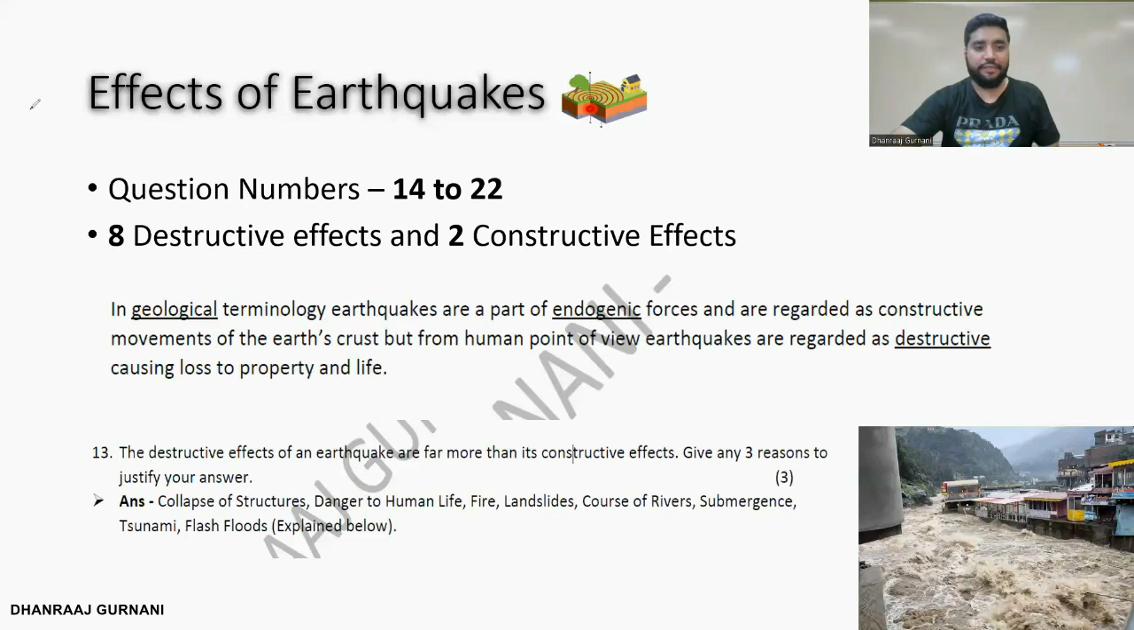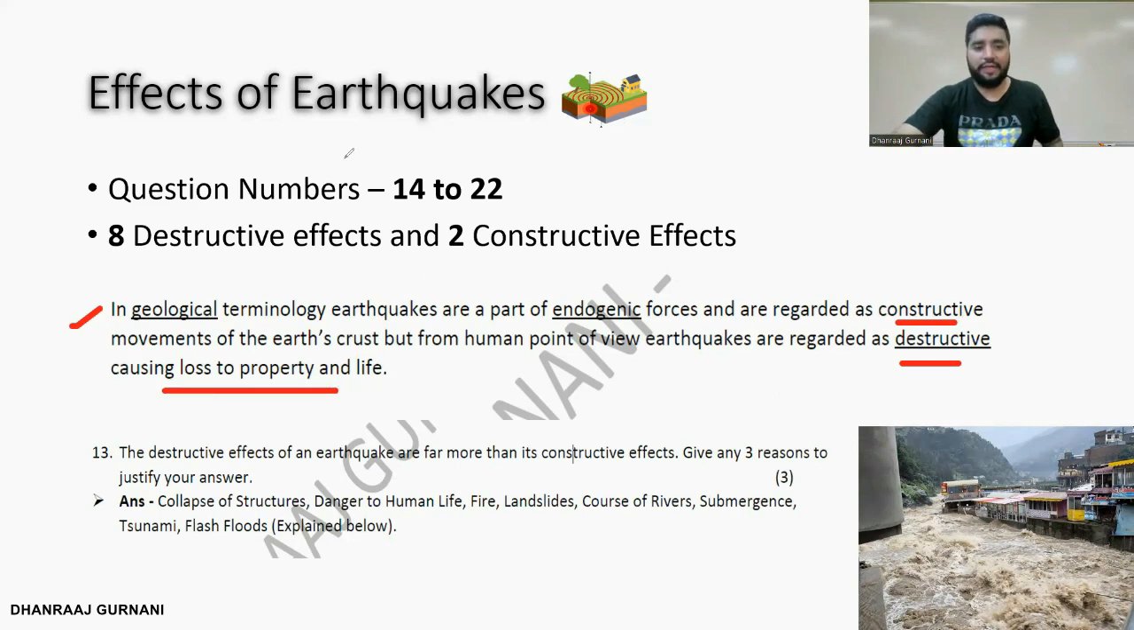Moving to the next answer, effects of an earthquake. It's from question number 14 to 22. Here we will be covering 8 destructive effects and 2 constructive effects of an earthquake. Let's see what it says. In geological terminology, earthquakes are a part of endogenic forces and are regarded as constructive movements. So they occur below the Earth's surface and they are constructive. They are good. But from the human point of view, earthquakes are regarded as destructive forces as they cause loss of property and loss of life.